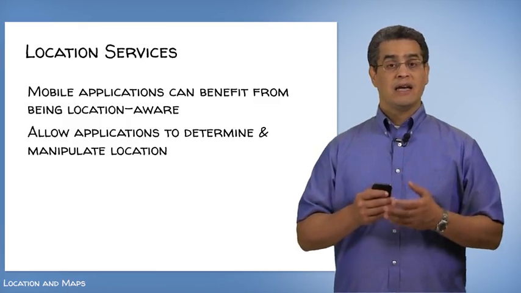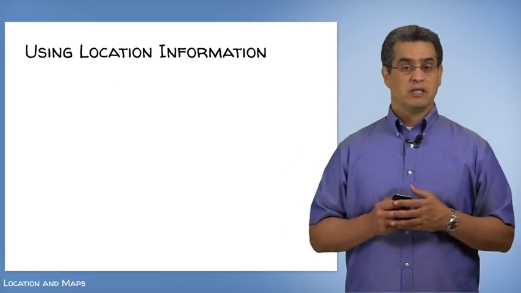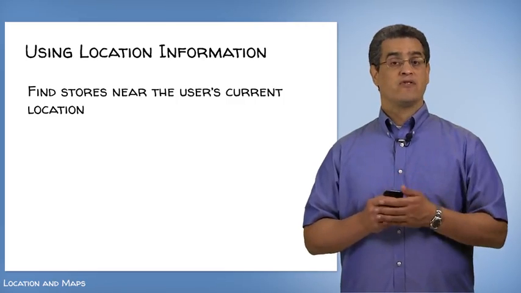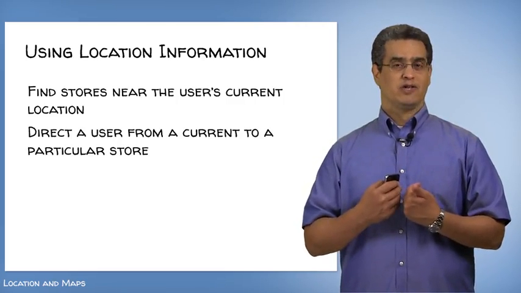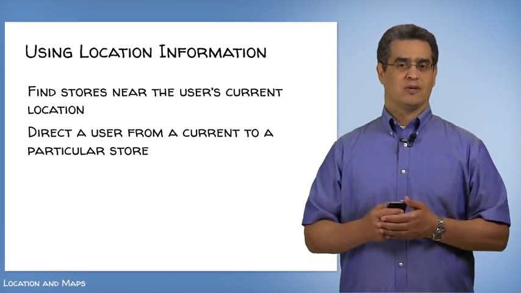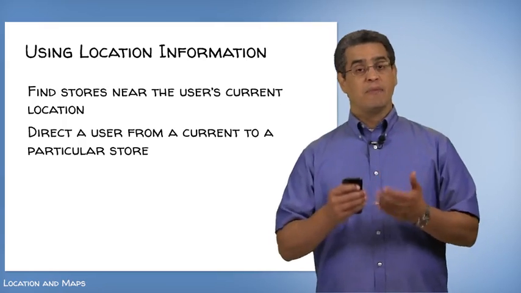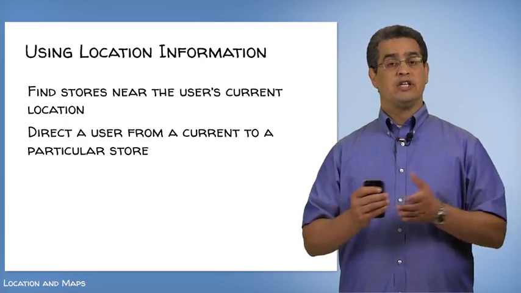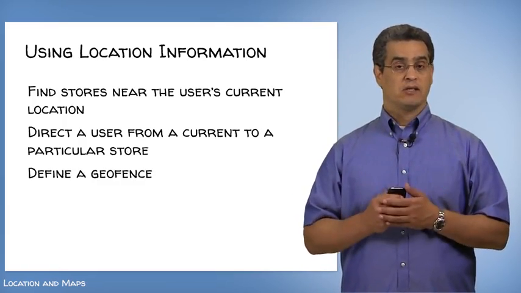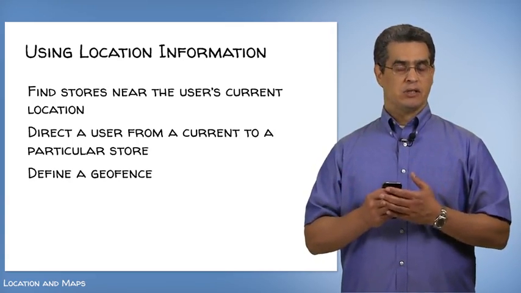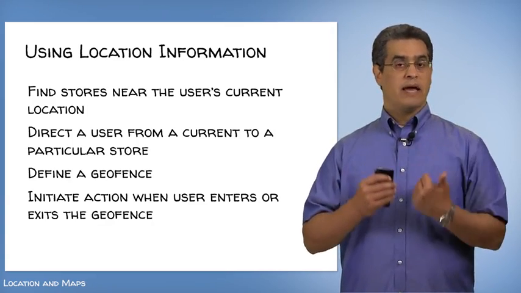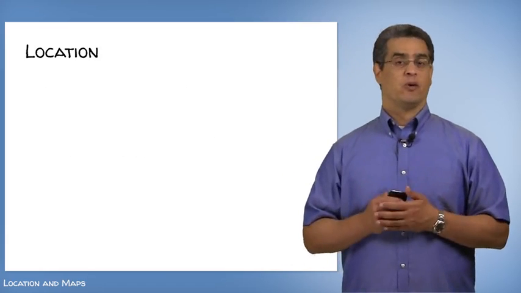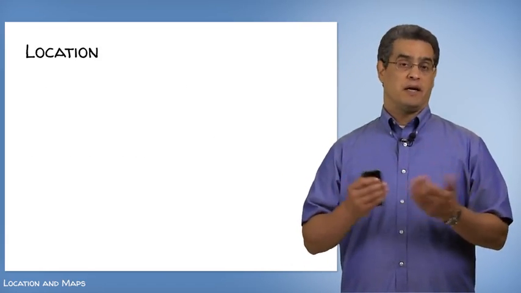Now earlier, I gave an example of using location capabilities to find stores near my current location, and then to get directions from my current location to one of those stores. In addition, applications can also use these capabilities to do things like define a geographical area or geofence, and then to initiate actions when the user enters or exits the geofence. Android provides several support classes to make all of this possible.